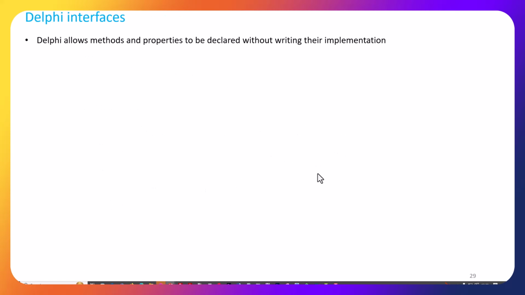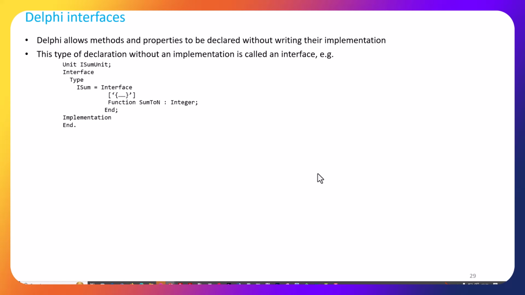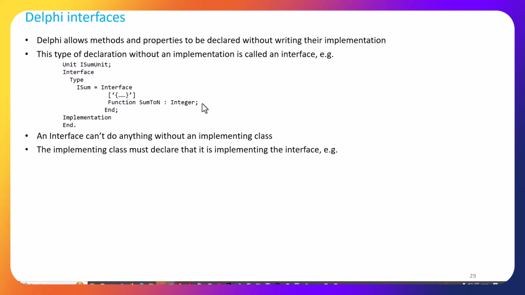I probably will skip this because I'm a bit short of time. Delphi allows methods and properties to be declared without writing their implementation. So this type of declaration without an implementation is called an interface. So if we had a function SumToN defined in this interface ISum, we have to provide an implementation for it. An interface can't do anything without an implementing class.